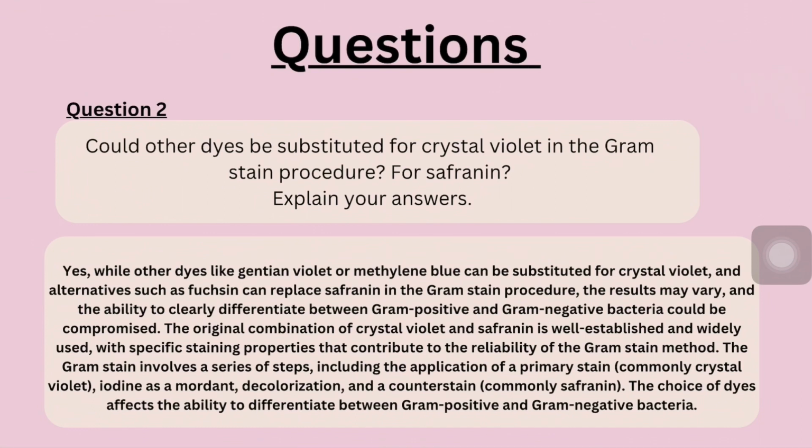The gram stain involves a series of steps, including the application of primary stain, commonly crystal violet, iodine as mordant, decolorization, and a counterstain, commonly safranin. The choice of dyes affects the ability to differentiate between gram-positive and gram-negative bacteria.